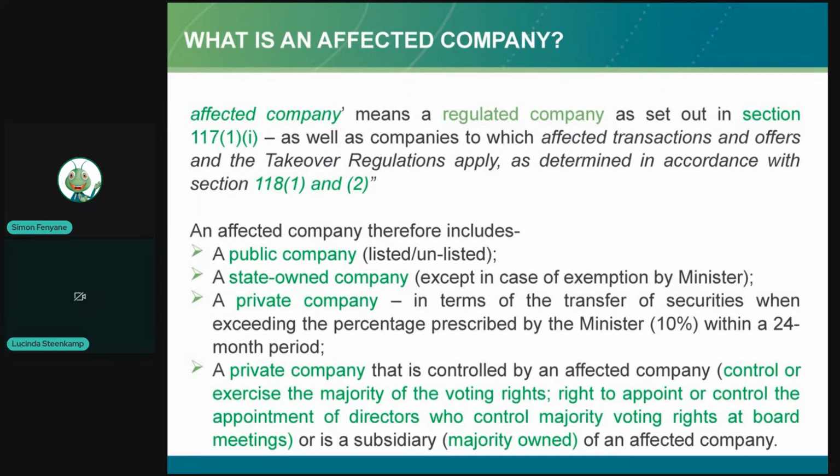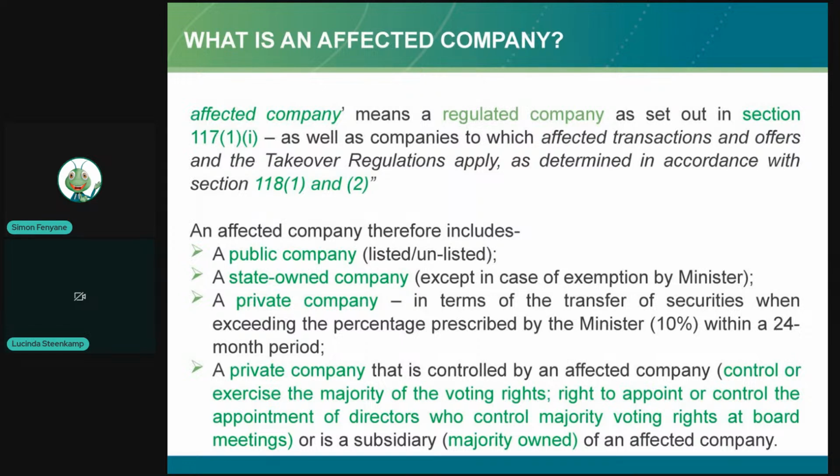So a public company is an affected company, whether it's listed or unlisted. You have a state-owned company, which is an affected company, except in the case of exemption by the minister. So there is a process where state-owned companies can apply to the Minister of the DTIC for exemption in this regard. A private company only in terms of the transfer of securities when exceeding the percentage prescribed by the minister, which is 10% within a 24-month period.